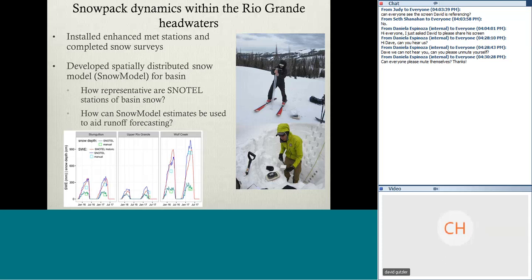In addition to trying to understand how representative these SNOTEL stations are, we're really trying to see if this spatially distributed snow model can be used to aid in runoff forecasting.